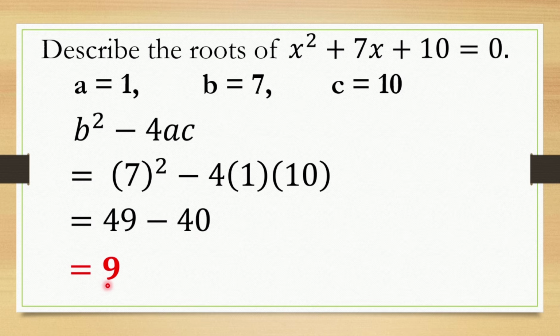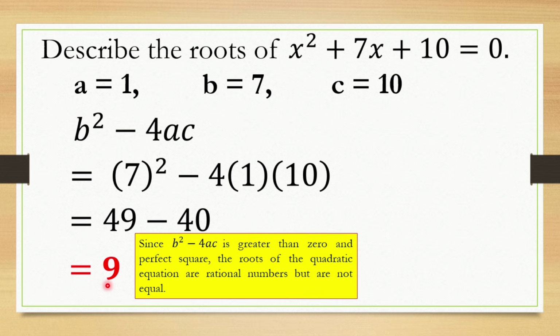And we all know that 9 is a perfect square. So kagaya ng sinabi ko kanina, kapag ang result ay greater than 0 and a perfect square, the roots or the solution of the quadratic equation are rational numbers but not equal. Remember this. Ulitin ko, if the result is greater than 0 and it is a perfect square, the roots or the solution of the quadratic equation are rational and not equal. So let us check using quadratic formula.